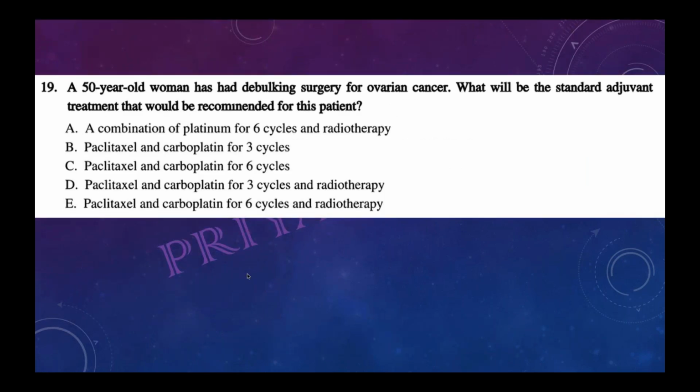A 50-year-old woman with debulking surgery has been done. What will be the chemo plan? E, ma'am. What do you say? Paclitaxel and carboplatin, 6 cycles. Yes, ma'am. C is the answer. This I have spoken also. Paclitaxel, carboplatin, 6 cycles.